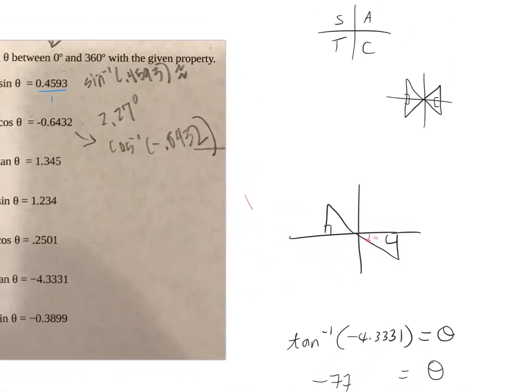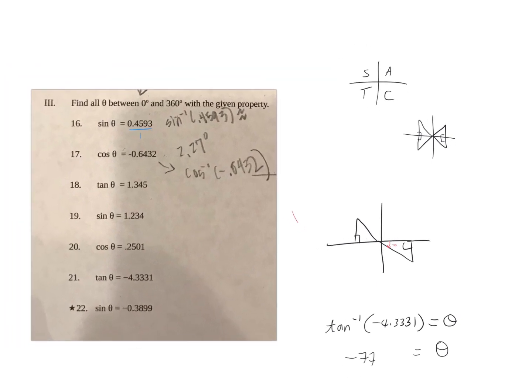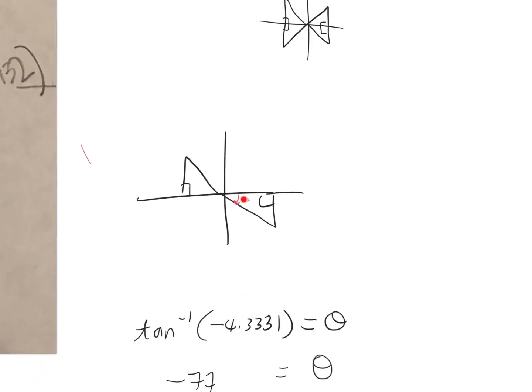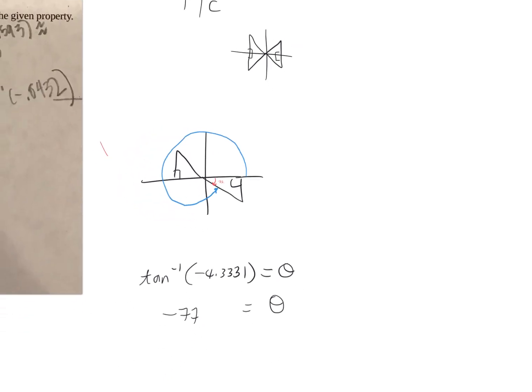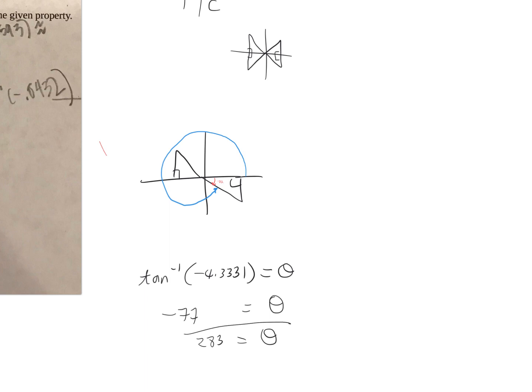So the calculator produced a negative angle, but the problem is that they want all the angles between 0 and 360. They don't want negative angles here, right? So we're going to have to ask ourselves, what's the positive version of this negative 77? Well, that would be the angle that goes all the way around and then hits that thing, right? And that is going to be 360 minus 77, and that happens to be 283. Okay, so I'm going to say that's one of the answers.